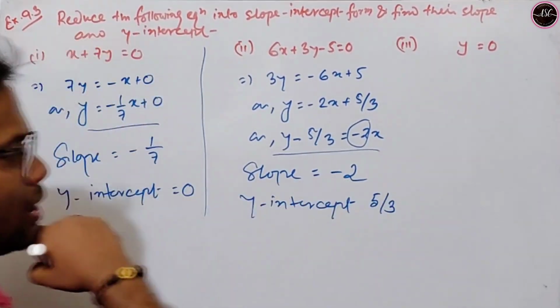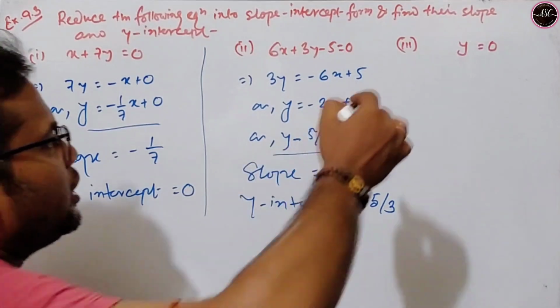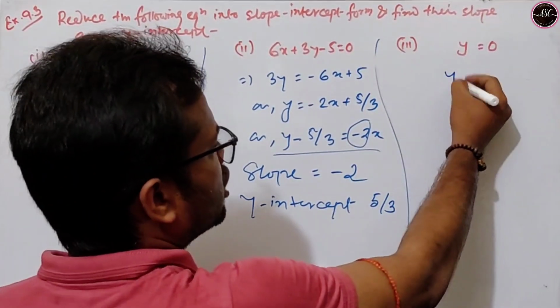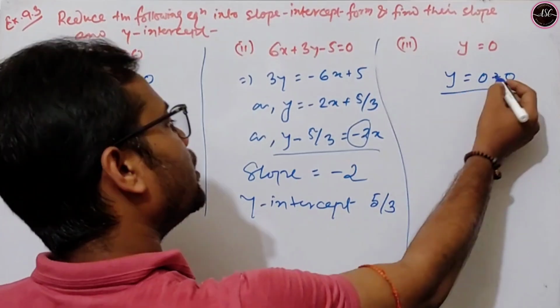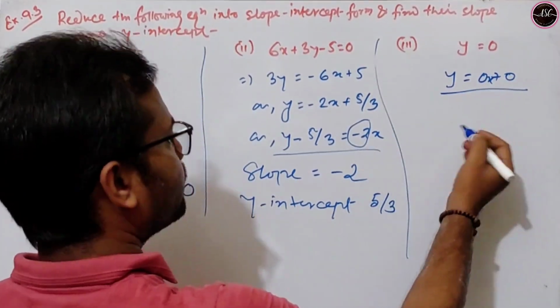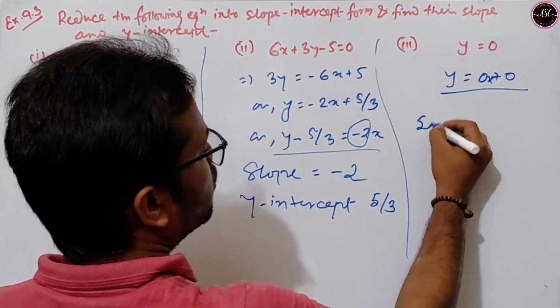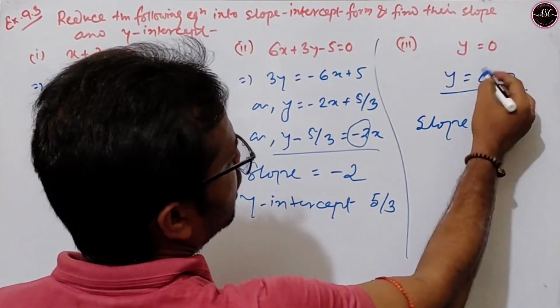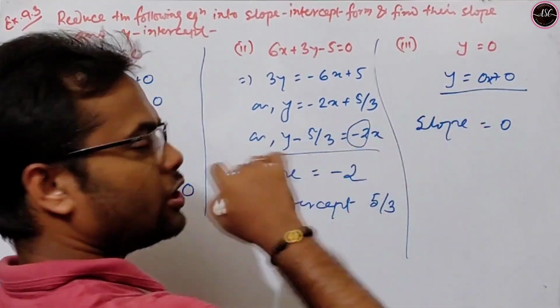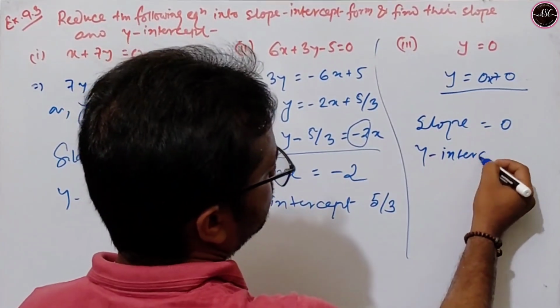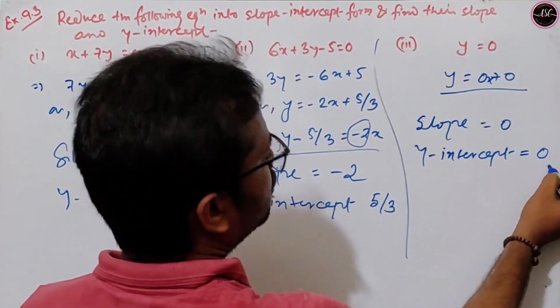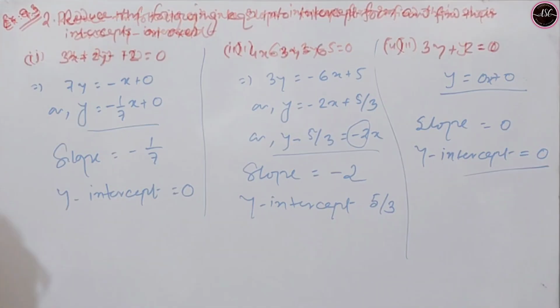Okay, clear? And for this, y equal to 0 plus 0. So this is the slope intercept form, 0 into x plus 0. So the slope equal to 0, that means the coefficient of x is 0, and the y intercept is 0. Okay, clear?